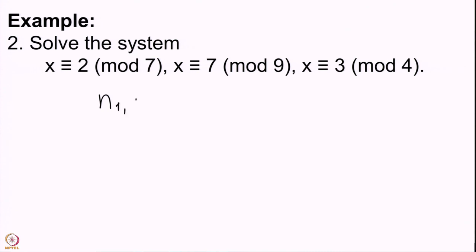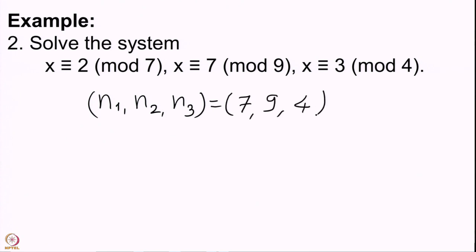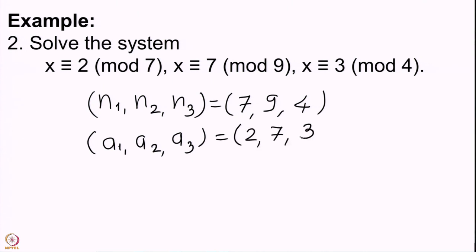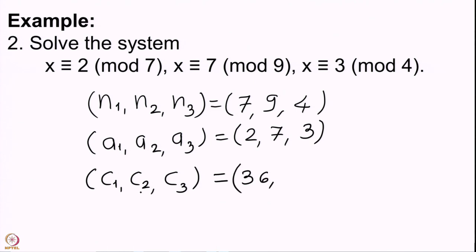So, we will write N1, N2 and N3 in the order 7, 9 and 4, and we have A1, A2 and A3, which are nothing but 2, 7 and 3, and then finally we need to compute C1, C2, C3. Remember once again, C1 is the product of N2, N3. So, this is now 36. C2 is the product of N1 and N3, which is 7 into 4. So, that is 28, and C3 is N1, N2, which is the number 63.